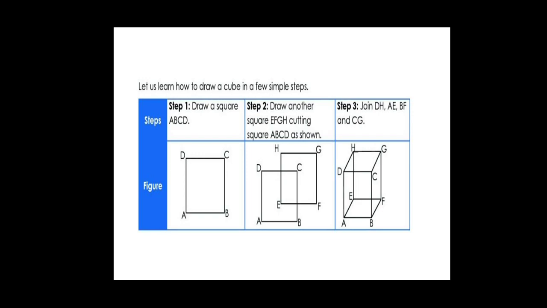कटिंग द स्क्वायर ABCD एज शोन. EFGH जो स्क्वायर है वो ABCD स्क्वायर को कट कर रहा है. येस, एज यू कैन सी इन अ पिक्चर. स्टेप 3 जॉइन D to H, AE, BF and CG. Let's see what the steps are here. First we have to draw a figure like this. First step is draw a square ABCD. Second step is draw another square EFGH which is cutting the square ABCD as shown in the picture.